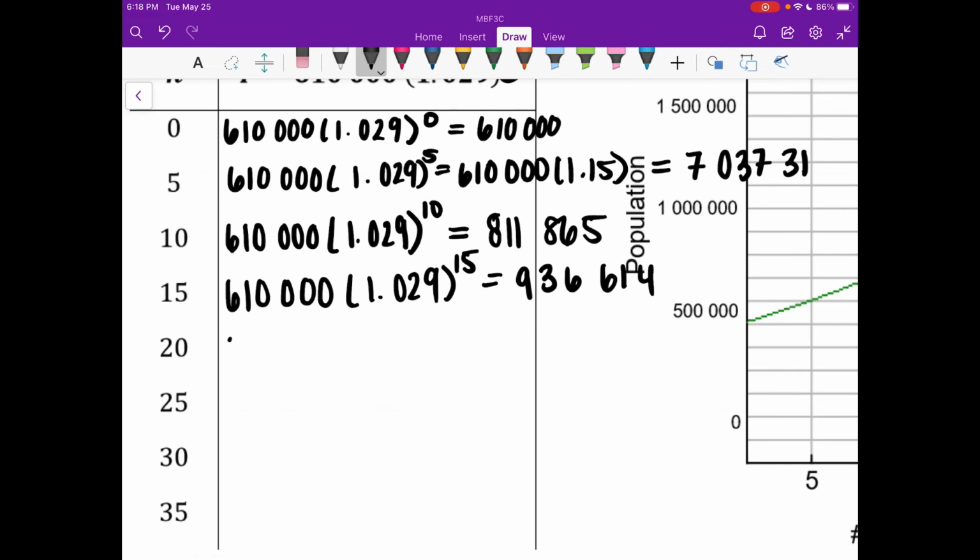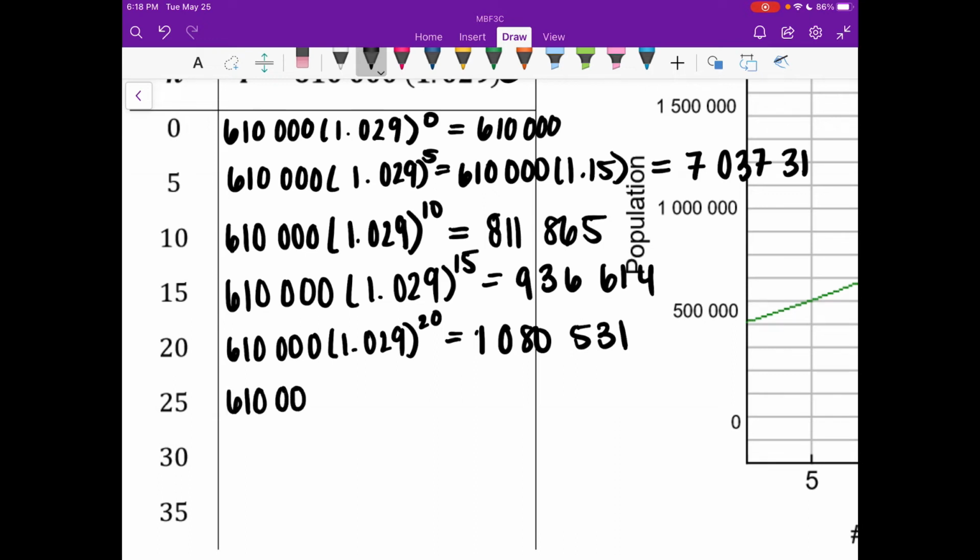Then I'm going to do the same thing here: 610,000 times 1.029 to the power of 20. And I'm going to get 1,080,531. So that's 1,080,531. Just make sure you have all the right zeros in because then this gets messy. Then 25, and you'll be with that.